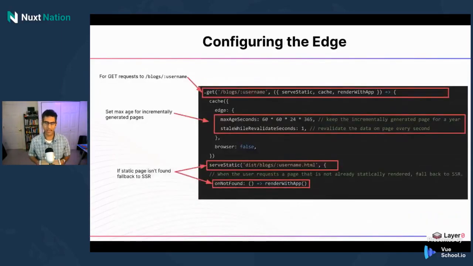The rest of Edge.js should be self-explanatory. Here's an example of what it would look like. Basically, we're saying for this specific path, the /blogs username, we're able to set how long those ISG pages last. And then we say here, if the static page isn't found, then go to the app and actually render it out. And there's that onNotFound command.